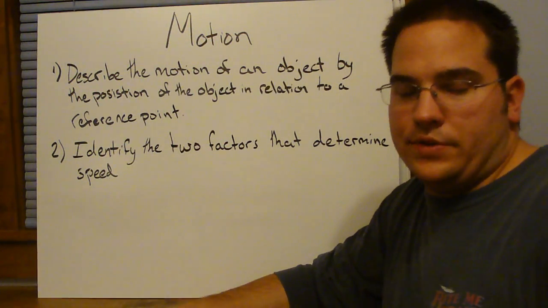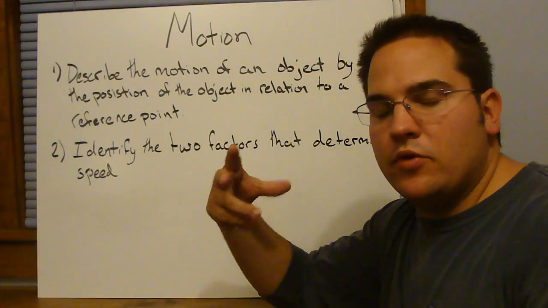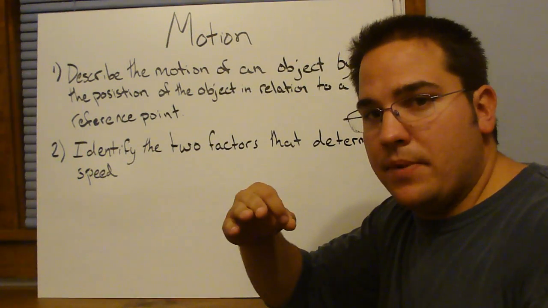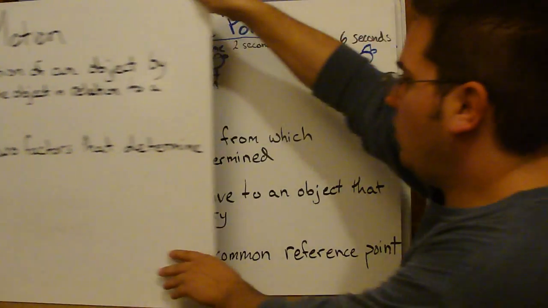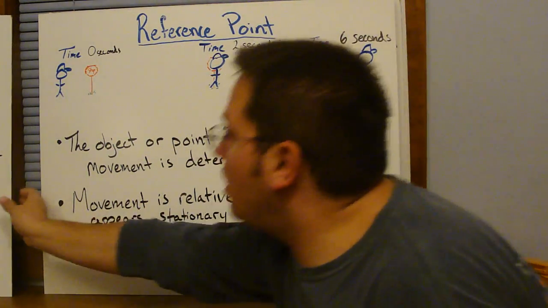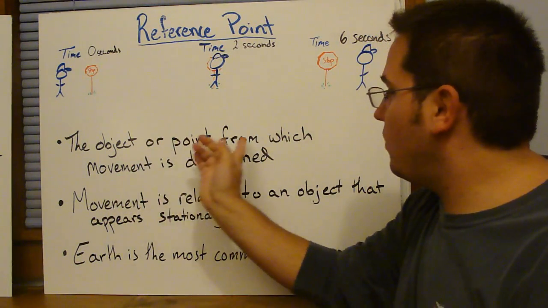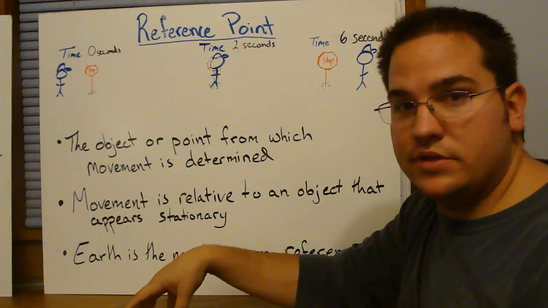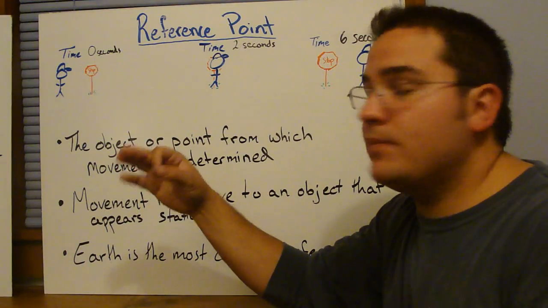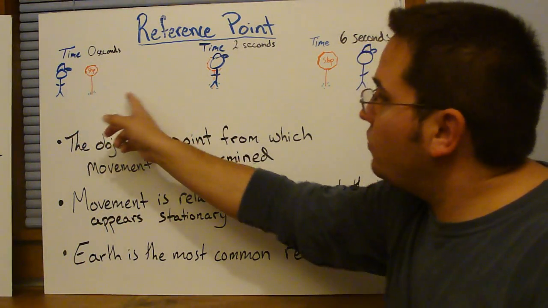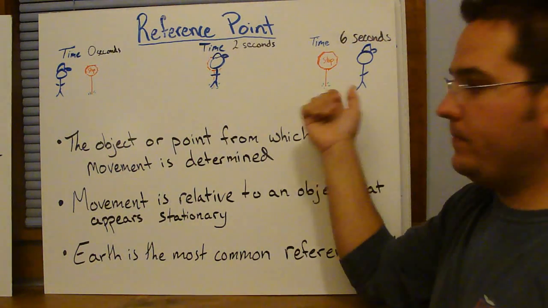Okay? Motion. You assume that people move because you see them move. But what you're really seeing happen is a person walking by a reference point. Okay, what is a reference point? The object or point from which movement is determined. As we see in this picture here, we know that the student is in motion as he's walking by a stop sign because he starts on the left and ends up on the right.